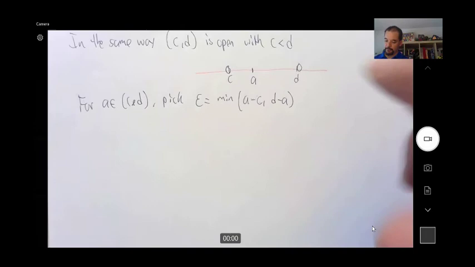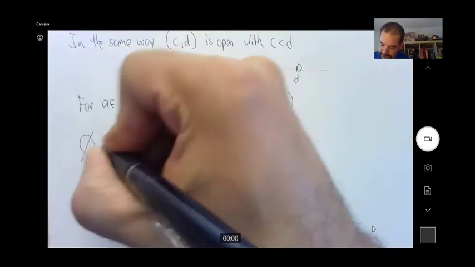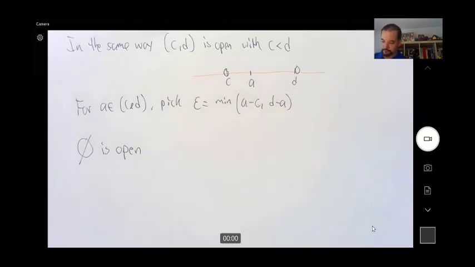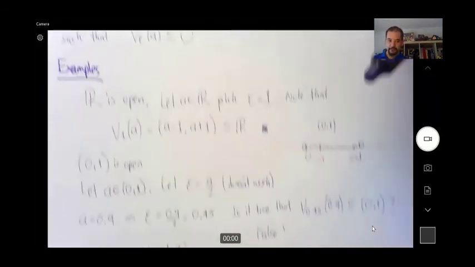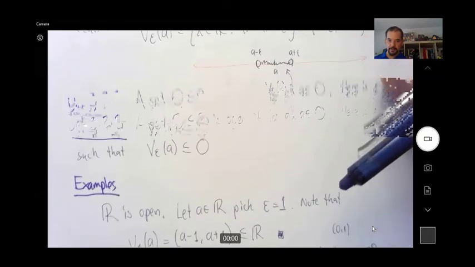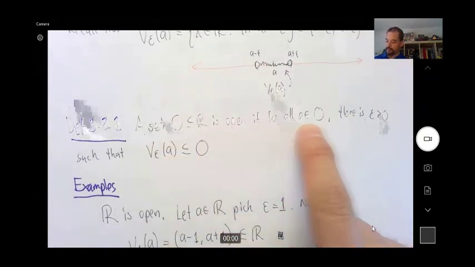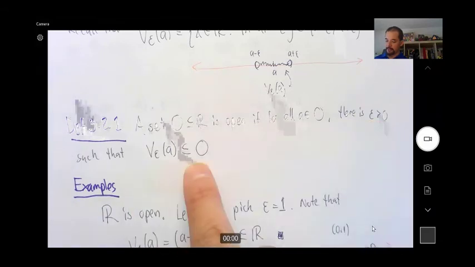So another example, the empty set. The empty set is open. Why? Well, we call it a vacuous argument, because what is the definition? Let's take a look at the definition. The definition is right here. Something is open if for every element there is some epsilon that makes this happen. So what is it that we need to check for the empty set?